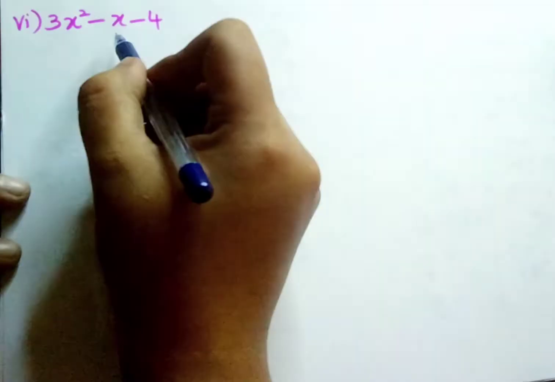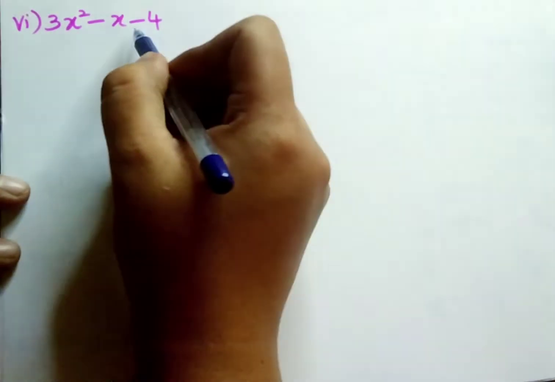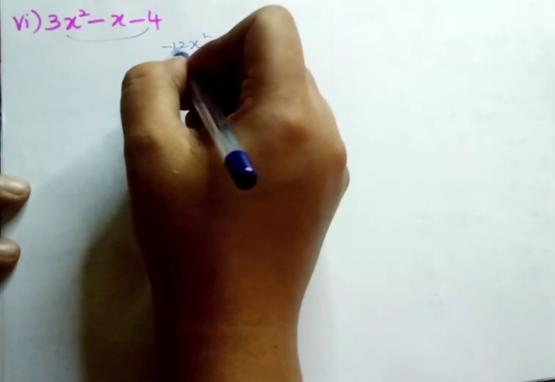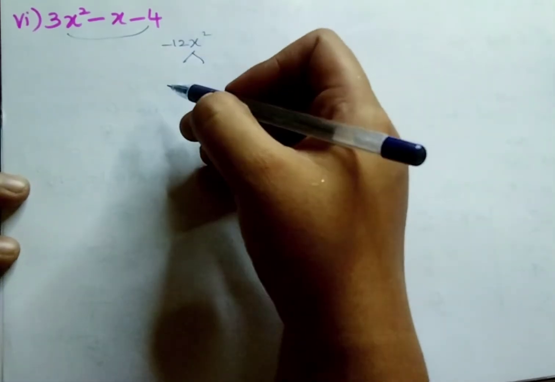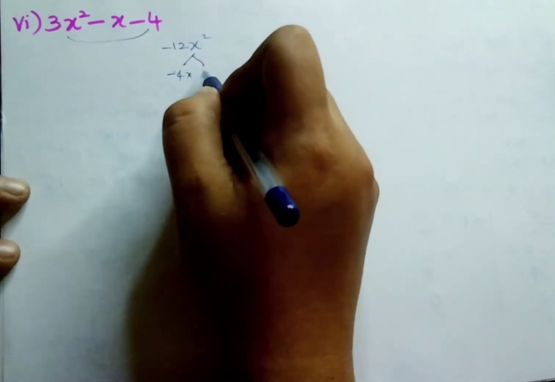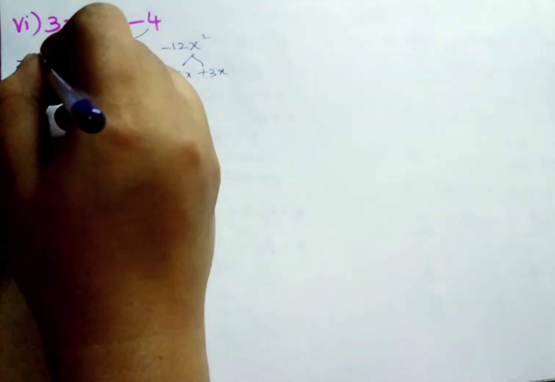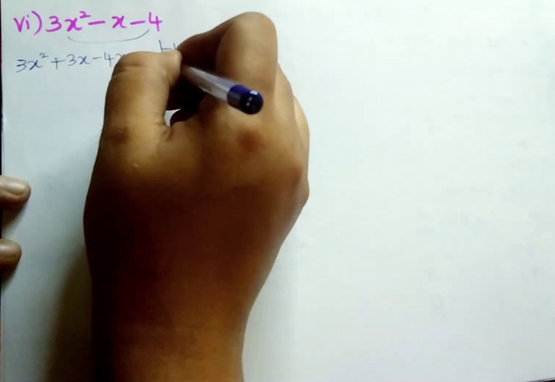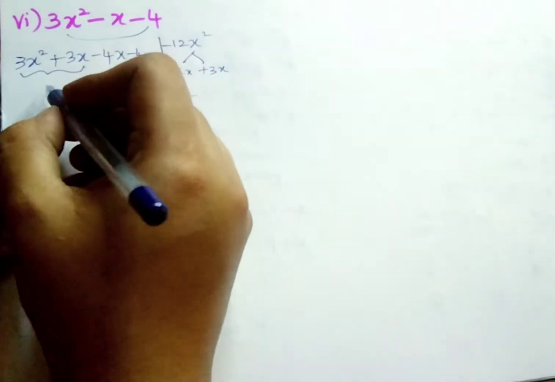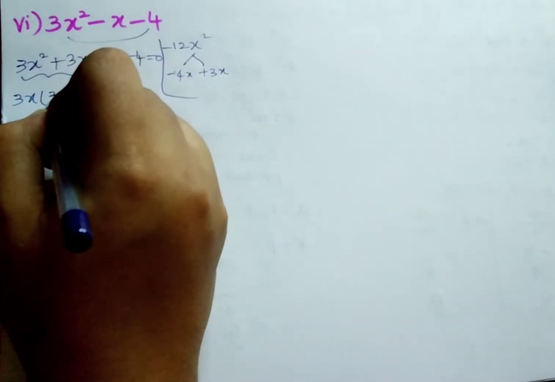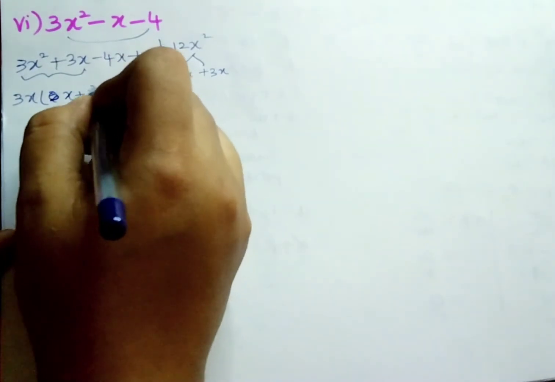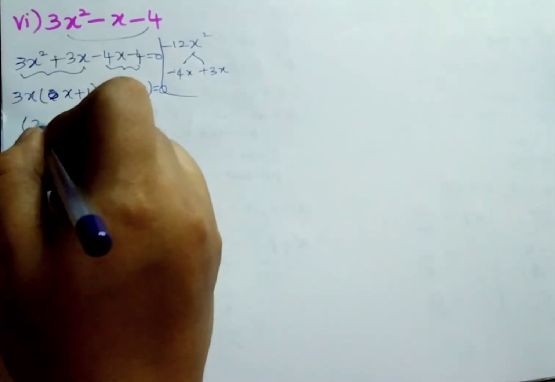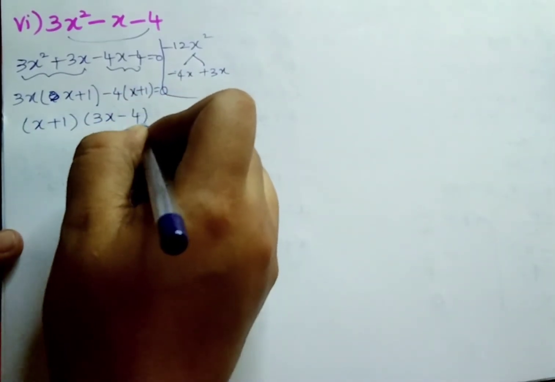Sixth subdivision, 3x square minus x minus 4. When we factorize, minus 4 into plus 3x square is minus 12x square. So product is minus and in between also minus sign. So one number has to be minus. So minus 4x plus 3x. So 3x square plus 3x minus 4x minus 4 equal to 0. When we combine these two terms, we can take 3 as common. So 3x into x plus 1. Here we can take minus 4 as common. So it is x plus 1 equal to 0. So x plus 1 is common. 3x minus 4 equal to 0.